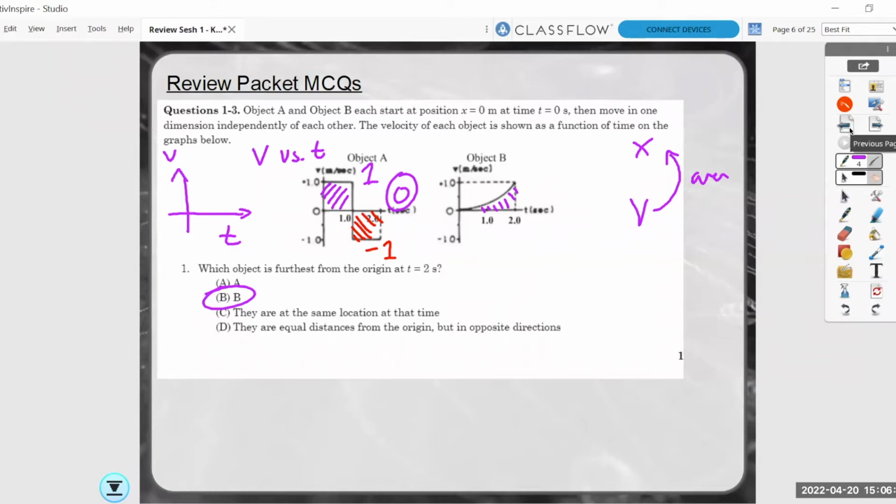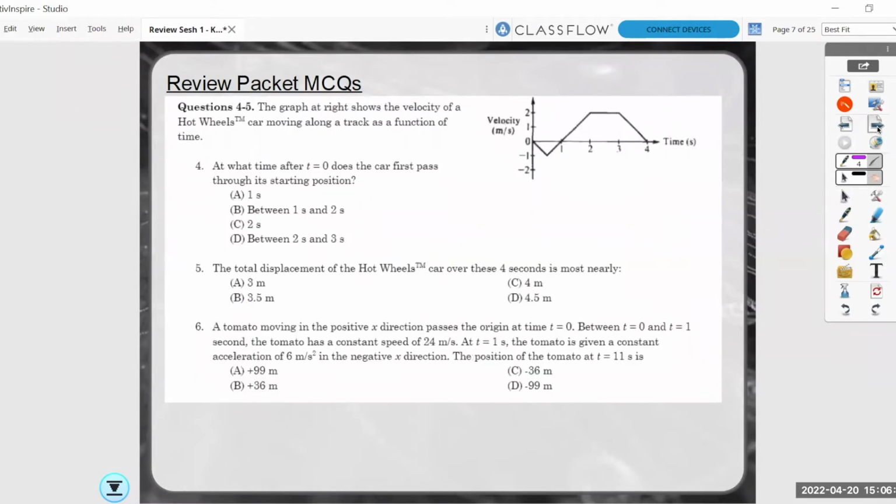Here we've got a question now about the Hot Wheels car, and we want to look at the graph here. Again, this is an area under the graph sort of thing. If I look at the first little bit here, I'm going in the negative direction, and that's a triangle. It's got a base of 1 and a height of -1, I guess. So it's got an area of -1/2.